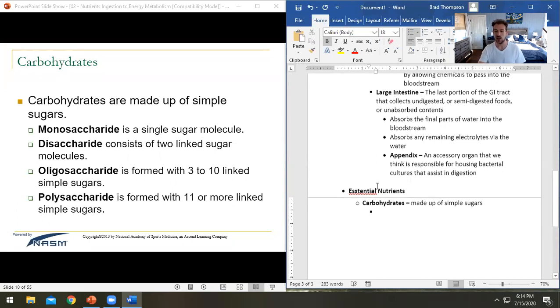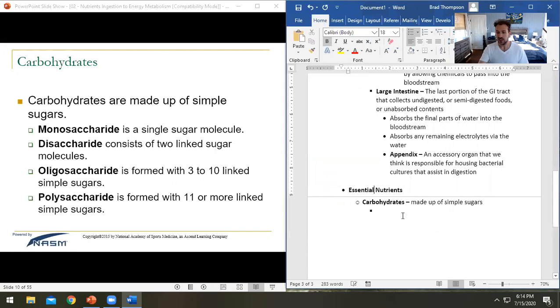All right, so essential nutrients. These are nutrients that you must consume. We're talking about carbohydrates here. They're made up of simple sugars, big complex chains of sugars. So we need a labeling system for the types of carbohydrates you're going to be consuming. You have what are called monosaccharides, which are single sugar molecules.